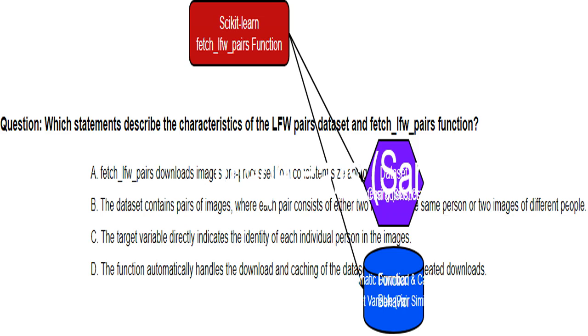The core idea here is that the dataset provides image pairs. Each pair shows either two pictures of the same individual or two images of different people. This dataset structure is designed for tasks involving facial recognition or image comparison. This is what we need to solve. We're examining this question to understand the function's key characteristics. The options given test if we fully understand how this function works.